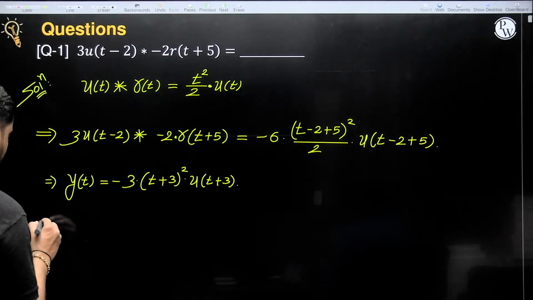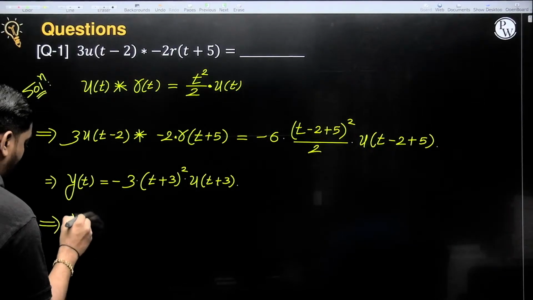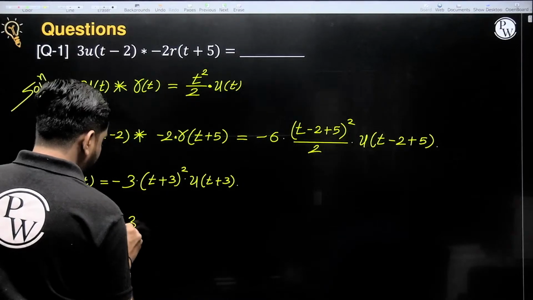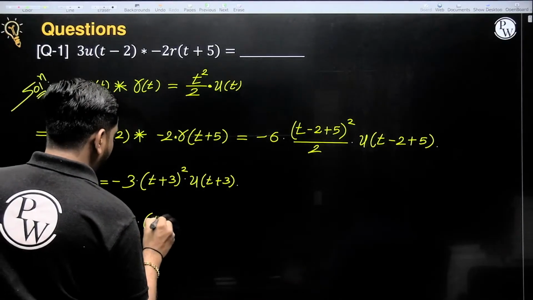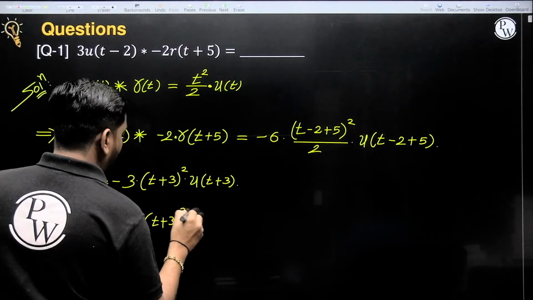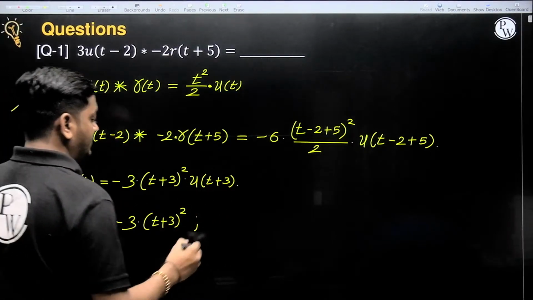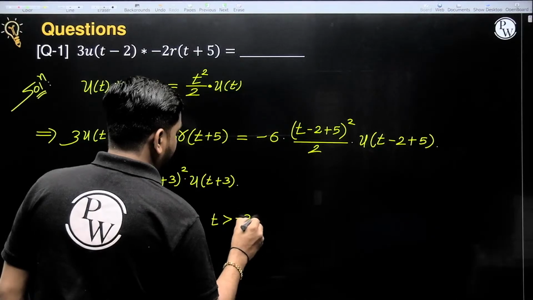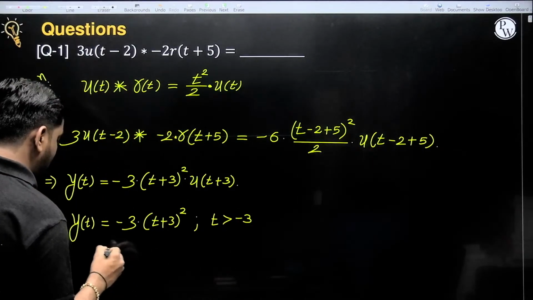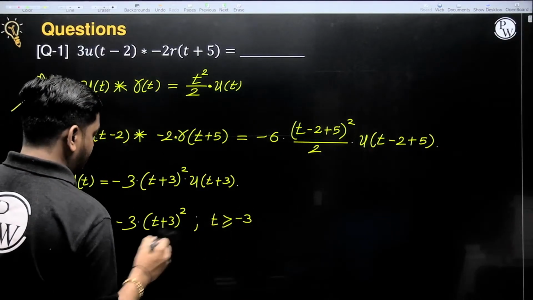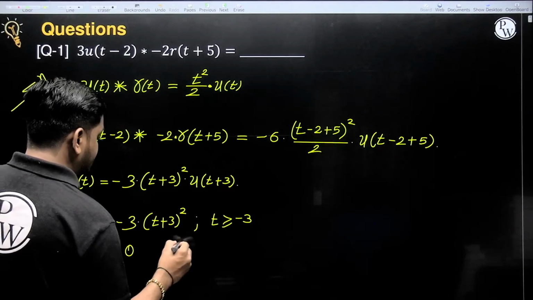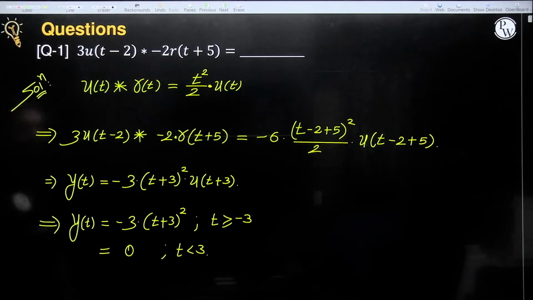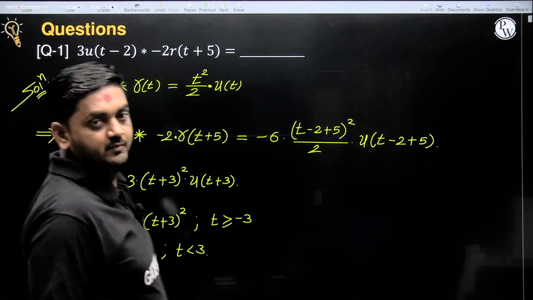Now we can say y of t is equal to minus 3 into t plus 3 whole square, and u of t plus 3, that's why this is for t greater than minus 3, and it is 0 for t less than minus 3. Now they can ask numerical answer type question also based on this.